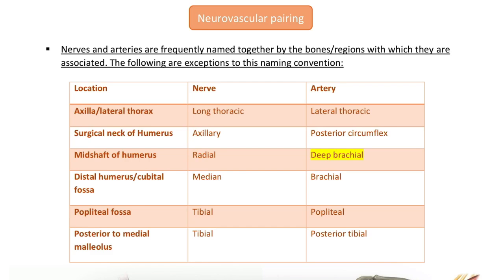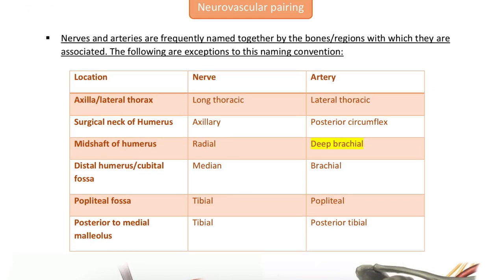So first, what is neurovascular pairing? In many parts of the body, nerves and arteries travel together near bones or anatomical landmarks. They are often named similarly and are important landmarks for surgeons and clinicians. But there are some exceptions, and those are frequently tested in USMLE and FMGE.